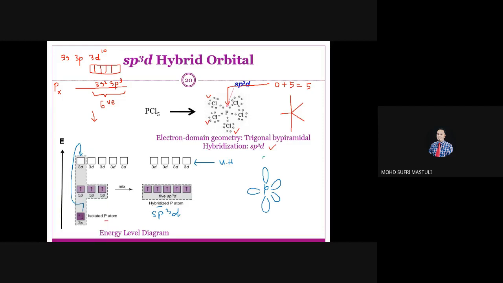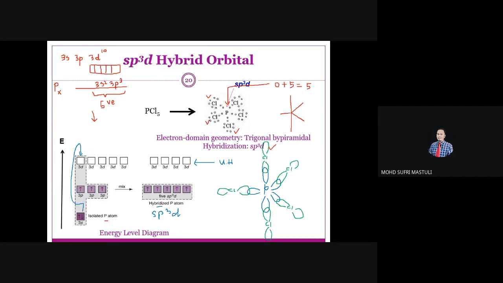So Cl, you can complete the geometry. Cl, and then another Cl, and another Cl. Of course, the geometry is quite big because it's PCl5, and then another Cl. Okay.